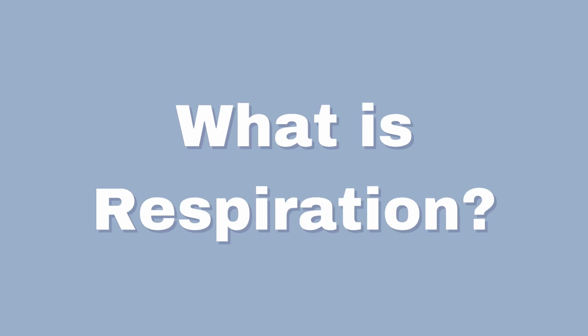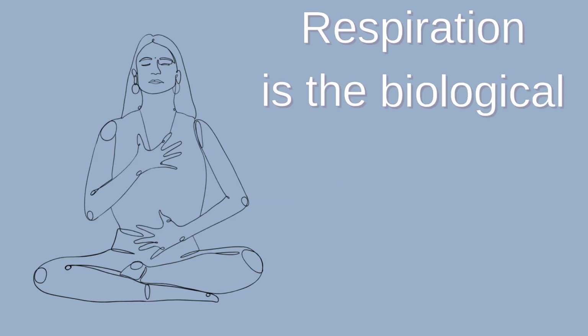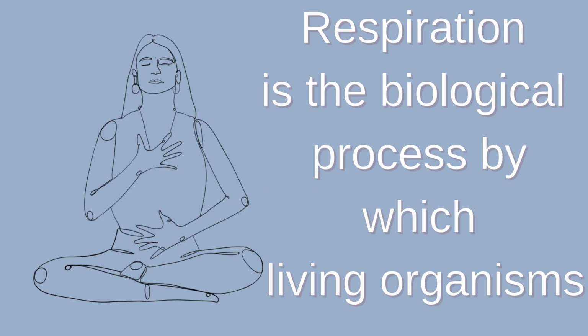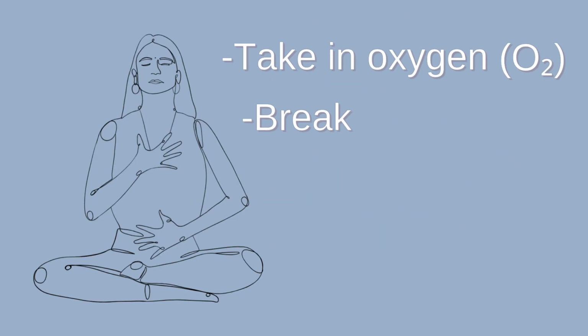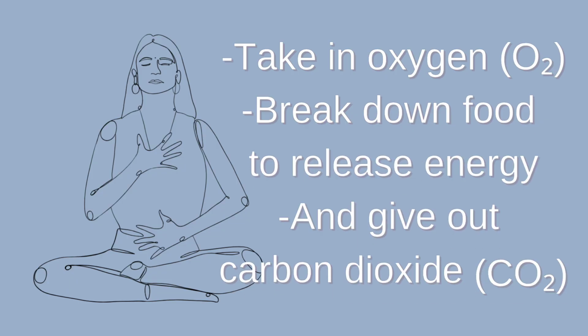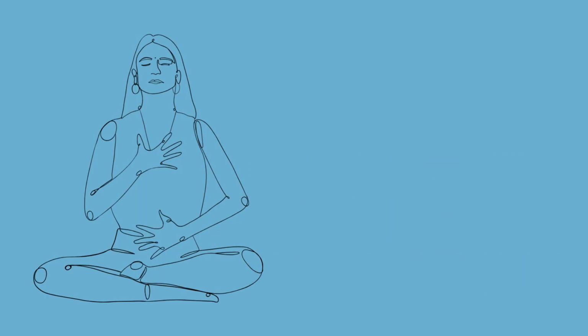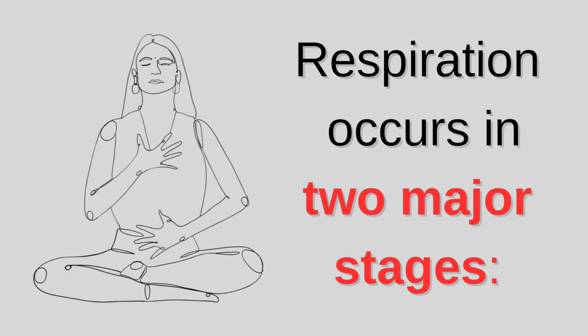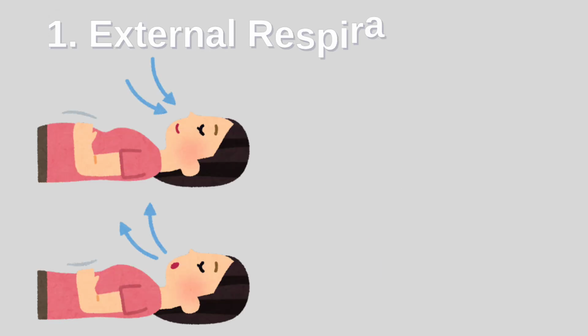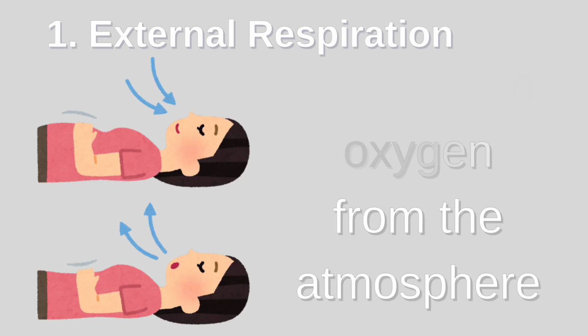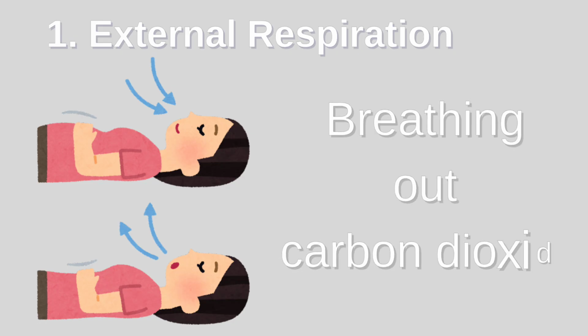What is respiration? Respiration is the biological process by which living organisms take in oxygen, break down food to release energy, and give out carbon dioxide. Respiration occurs in two major stages. 1. External respiration. This involves breathing in oxygen from the atmosphere and breathing out carbon dioxide. This is carried out by the respiratory system.